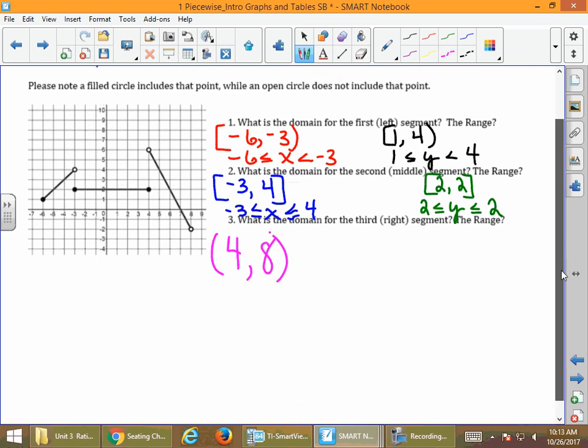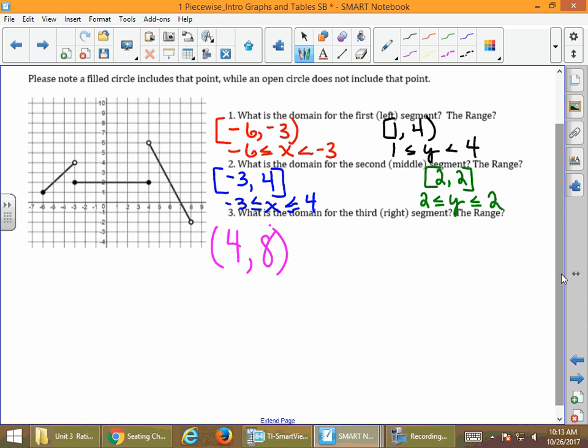But really, in terms of our domain for these types of functions, we write it in our set notation, which is 4 is less than x, which is less than 8. And our range is going to be the lowest value on this graph to the highest value on the graph. And you do want to go lowest to highest.